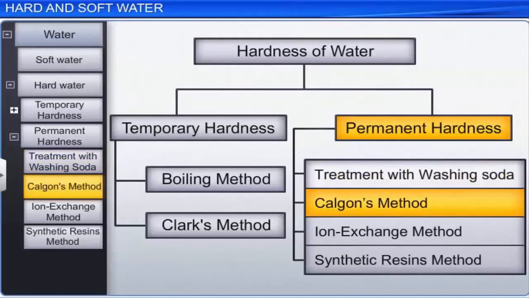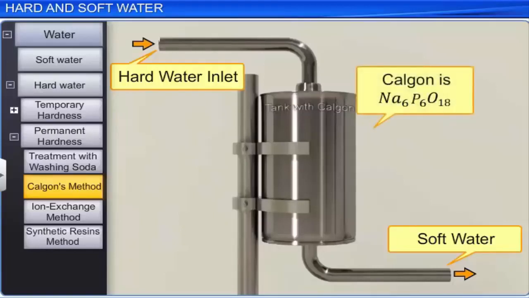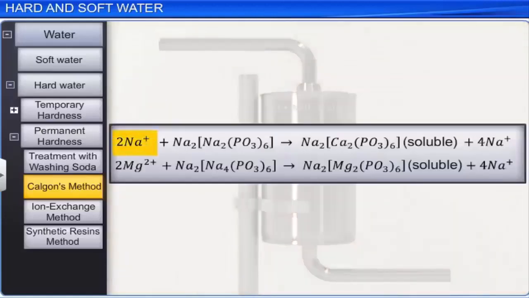The second method of removing permanent hardness is Kalgin's method. In this method, calcium and magnesium ions are not removed from the water, but are rendered ineffective by the addition of sodium hexametaphosphate, commercially called Kalgin. Calcium and magnesium ions react with Kalgin to form a soluble complex. The complex anion keeps the magnesium and calcium ions in solution, not allowing them to react with soap.